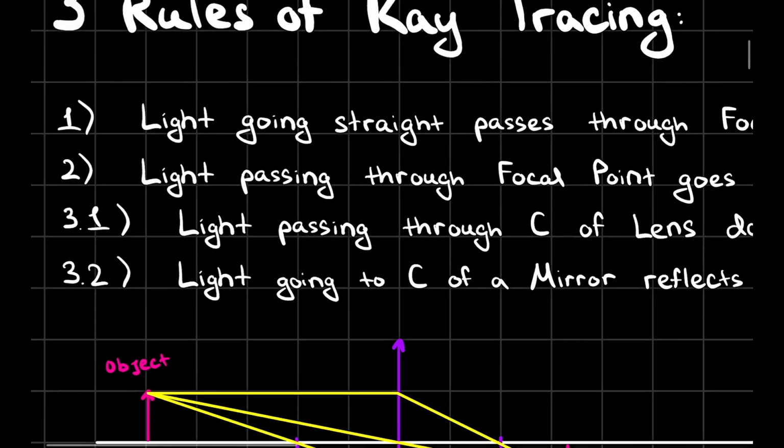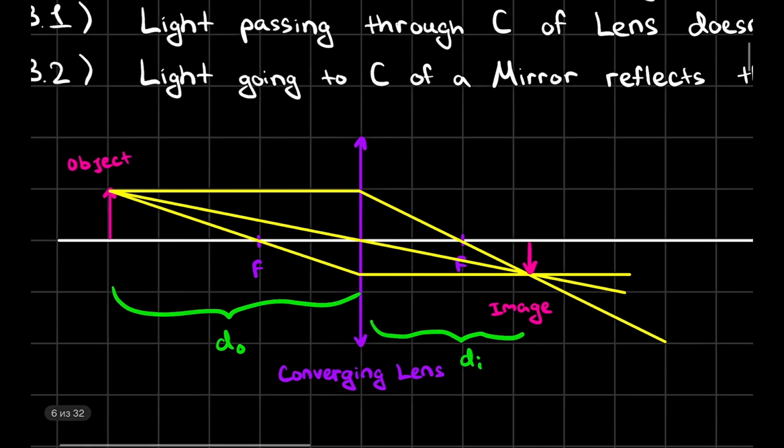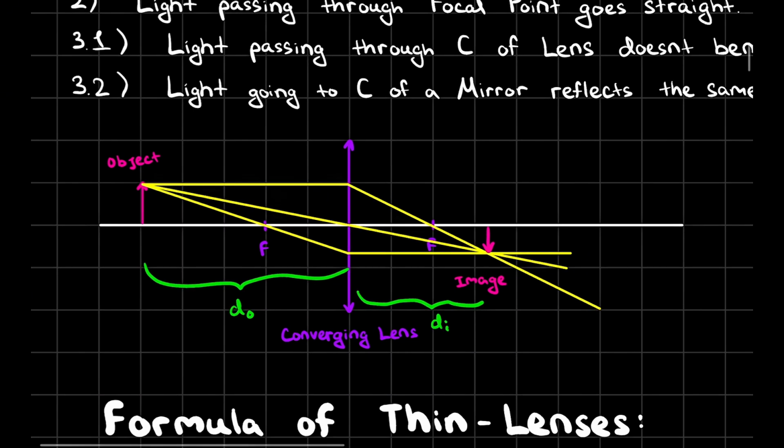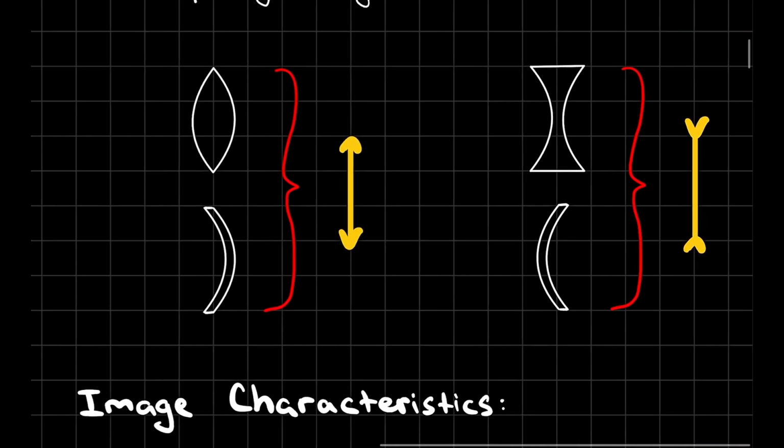Okay. The first one, light going straight passes through the focal point. As you can see, this is our converging lens. Okay, what is this thing? For example, look at this. Does it not remind us of something like this about the converging lens? To work with it further, let me talk about this one.